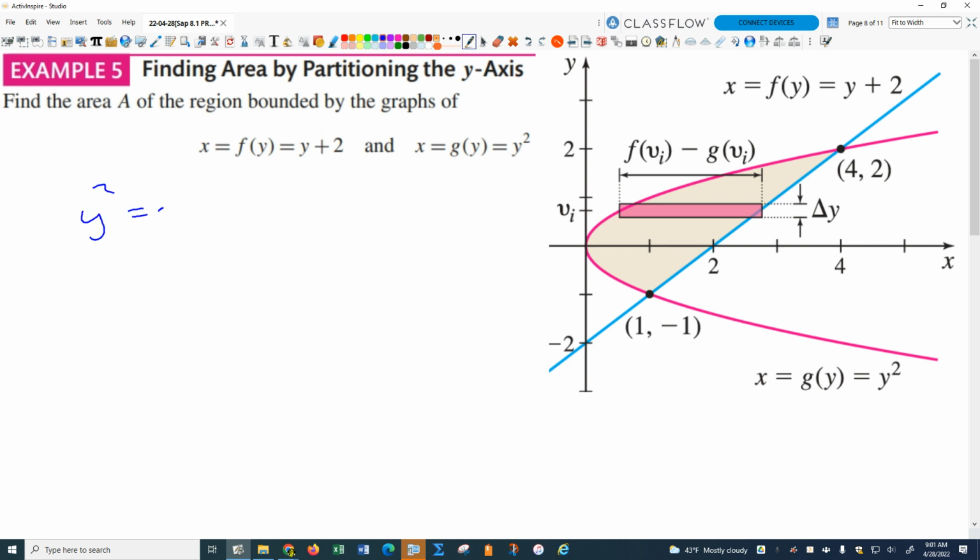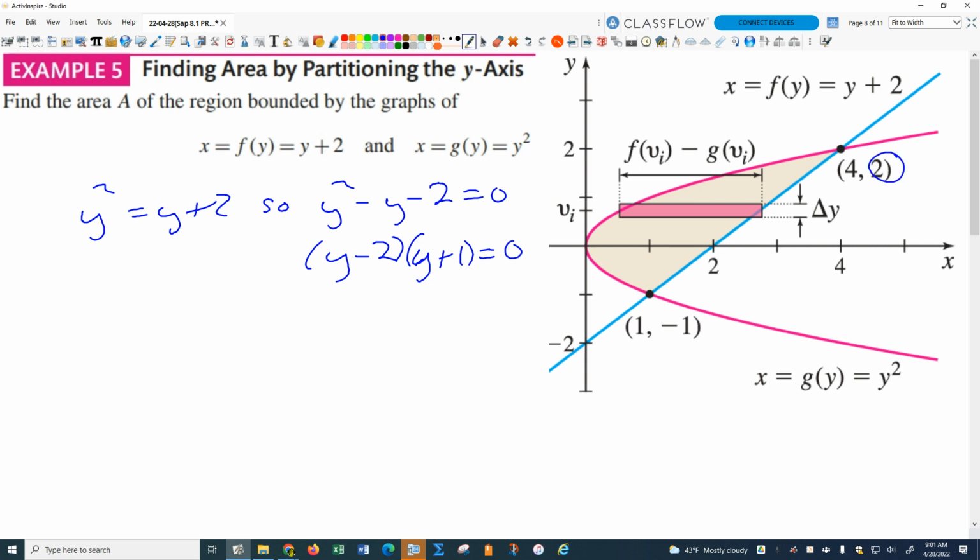So I would just be taking y squared equals y plus 2, so y squared minus y minus 2 equals 0, y minus 2 times y plus 1 equals 0. I can factor that pretty easily. And that's giving me y equals 2, which is right there, and y equals negative 1, which is right there. There are my limits of integration. Just takes a little bit of getting used to that we're partitioning along the vertical axis this time. And what would my integral look like then?